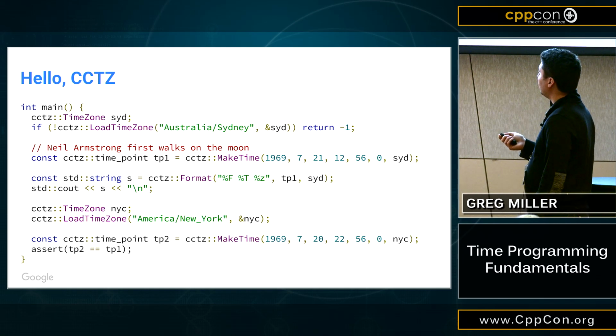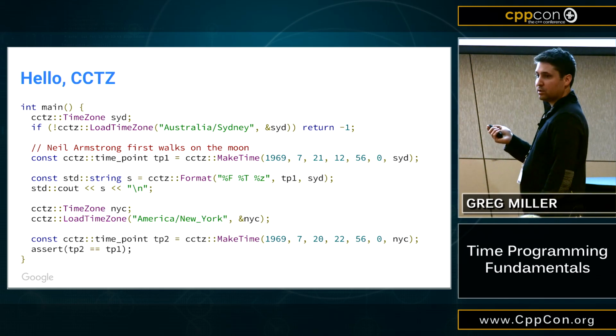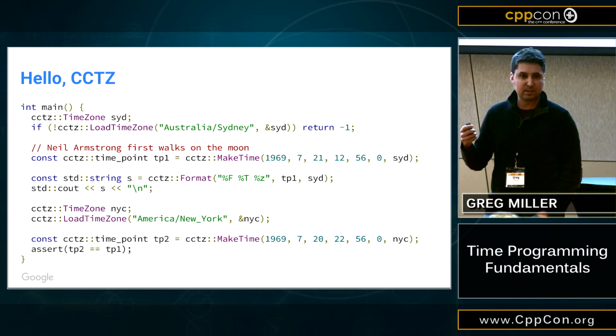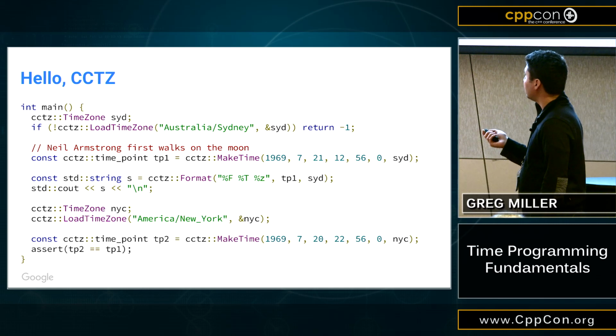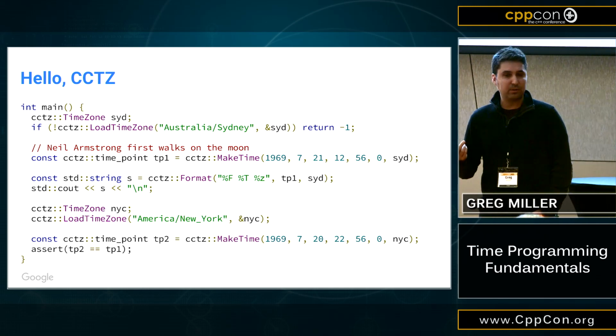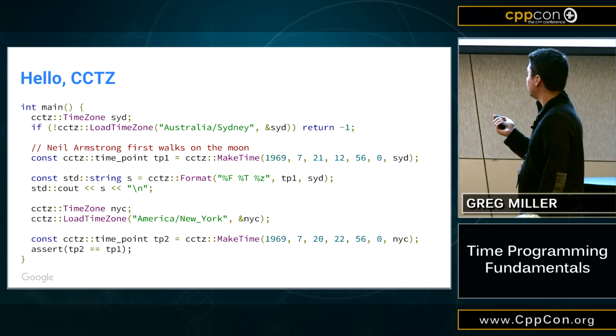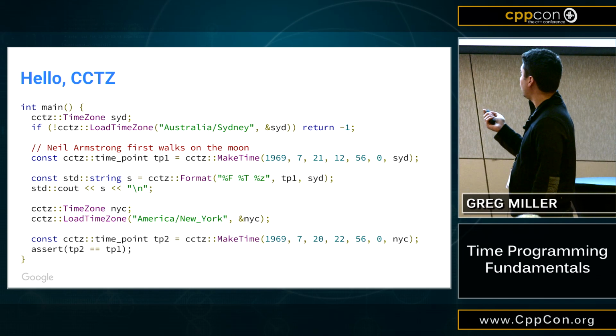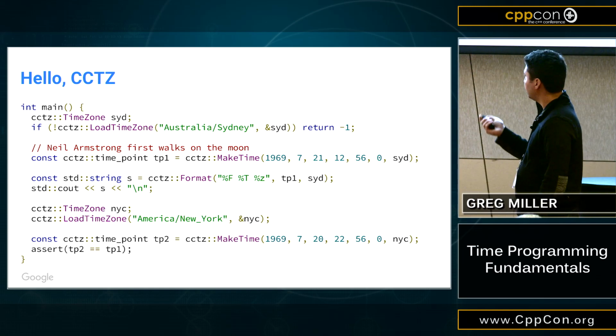And down here, I'm going to go ahead and load up another time zone, the time zone for America, New York. Now, I'm not checking the return value here for 2 reasons. One is because checking the return value on the slides takes a bunch of space. And also, load time zone is defined such that if it fails to load the time zone, it sets the argument here to UTC, which a lot of people have said is the default behavior they want. That's why that's not being done here.